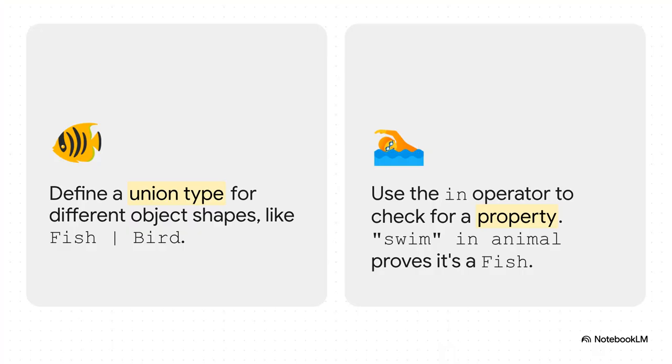First on our list is the in operator. This thing is perfect for when you have a union of different object shapes. So let's say a variable animal could be a fish or it could be a bird. By checking if "swim" in animal, we're just asking, hey, does this object have a swim property on it? If the answer is yes, well, TypeScript knows it's got to be a fish, and we can safely call animal.swim.